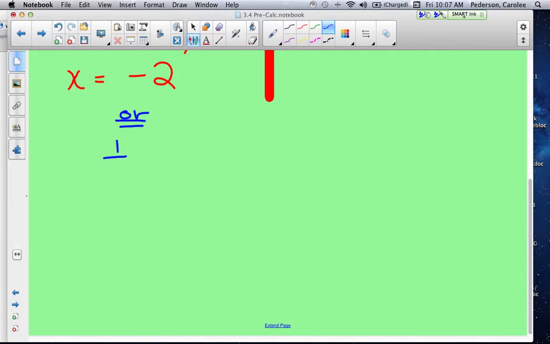I have 1/3 raised to the x equals 9. How can I rewrite 9 or 1/3 to the same base? Okay, let's talk about 9. 9 is a nicer number. Can I rewrite this to 3 squared? We're getting close. How can I rewrite 1/3 to a base of 3?